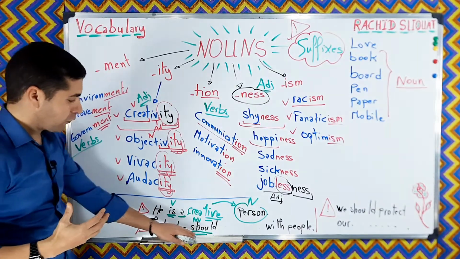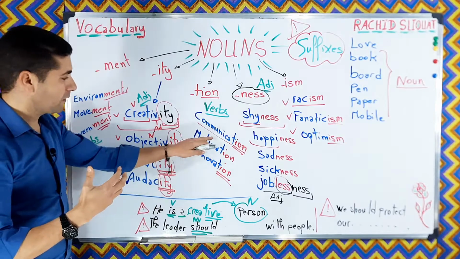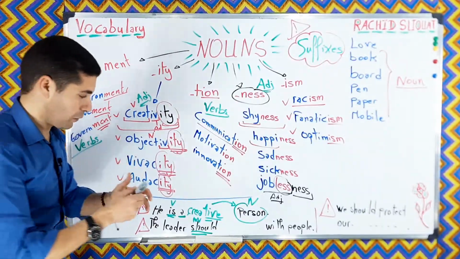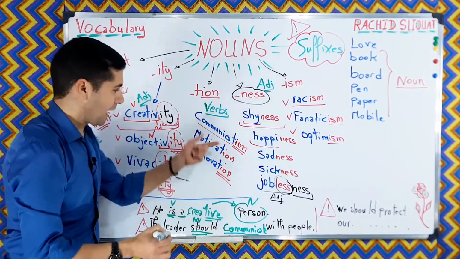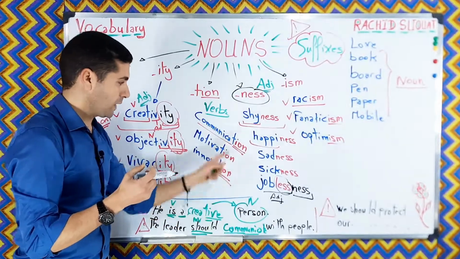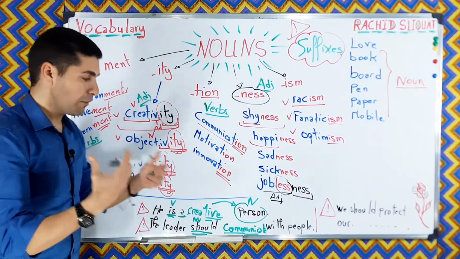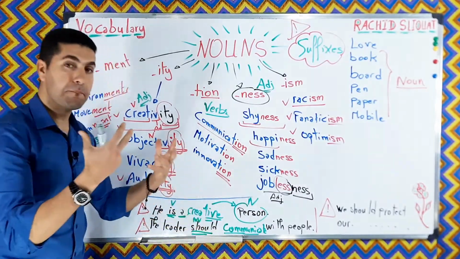So the leader should what? We need a verb with people. Very simply, we can say should communicate with people, okay? Should communicate. This is the verb with E at the end. So he should communicate with people. So here we have the verb because this is a modal verb, okay?